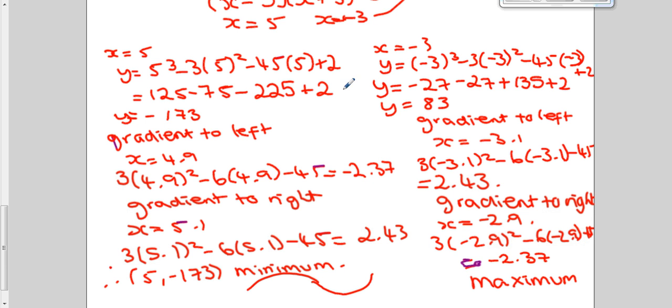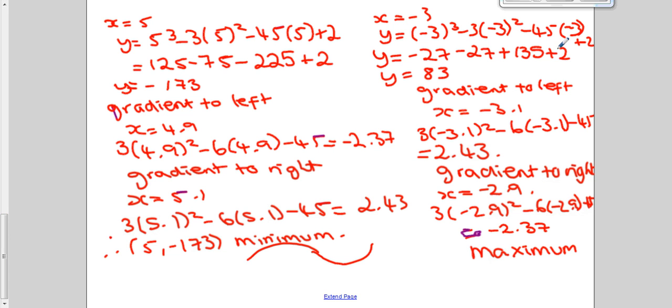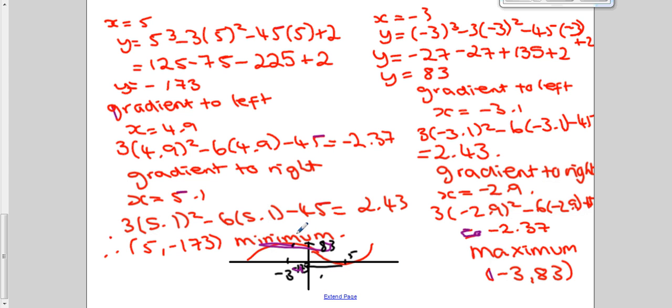And you can draw a rough sketch of this to show what's going on, but remembering that this maximum is at minus 3, 83. So this is a very rough sketch, but here we would have minus 3, and this would be 83, where the maximum is. And here we would have 5, and this would be minus 173. So you don't have to do the drawings, it's just I like to do it to see what's going on.